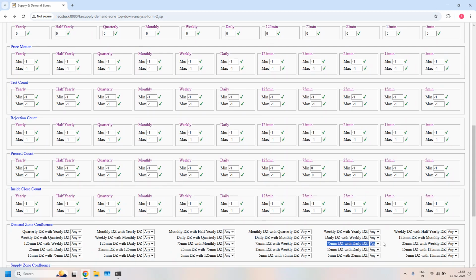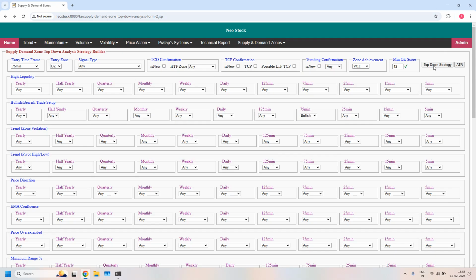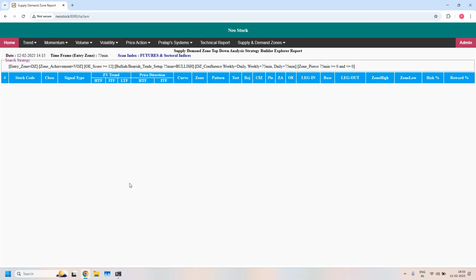First filter is already enabled. Next 75 with weekly demand zone Confluence. Daily demand zone with weekly demand zone Confluence. With all the 3 filters, we did not get any stocks. So this is bullish trade setup for a weekly income trade.